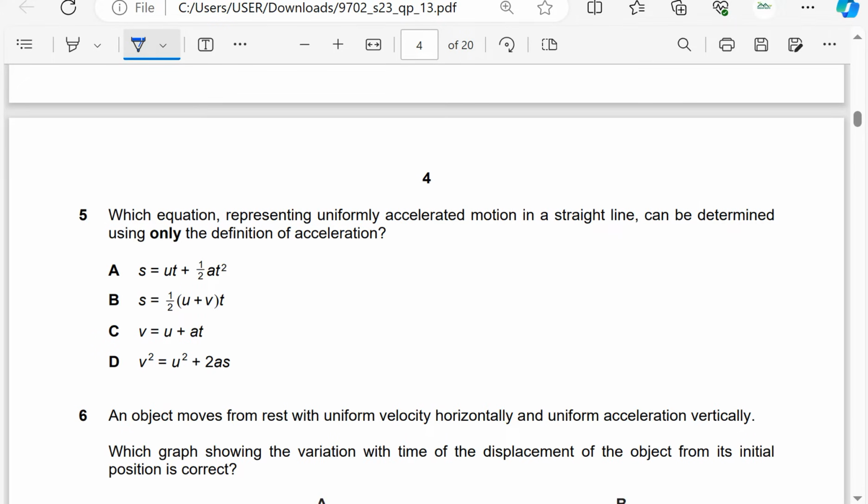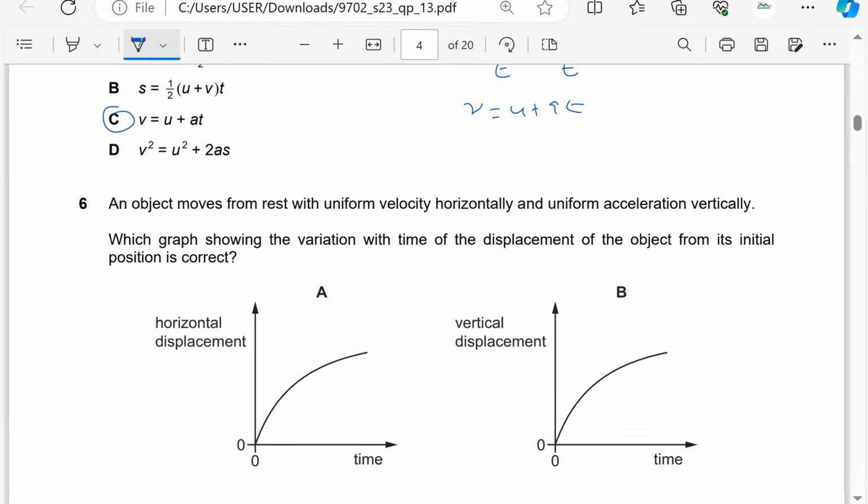Which equation representing uniformly accelerated motion in a straight line can be determined using only the definition of acceleration? If you remember, the definition of acceleration is the rate of change of velocity. So this is final velocity minus initial velocity divided by t. So v is equal to u plus at. So the answer is going to be C.